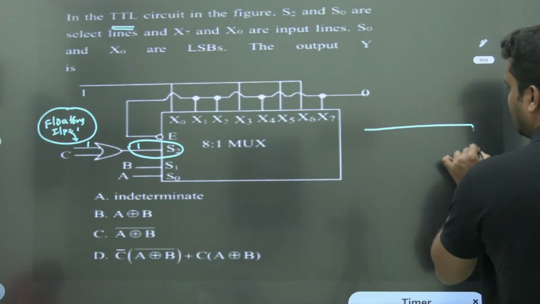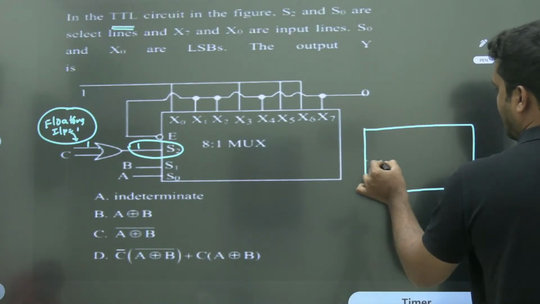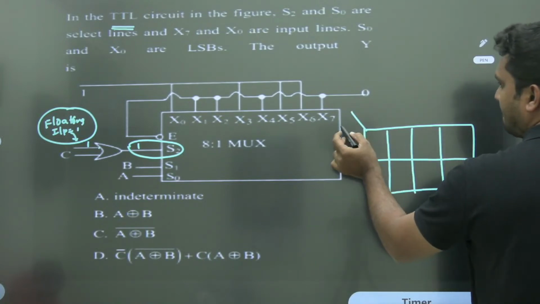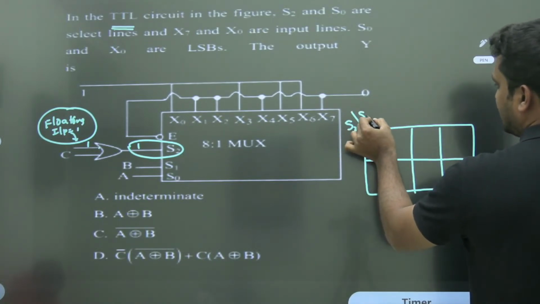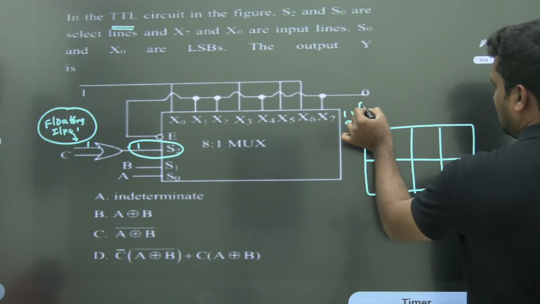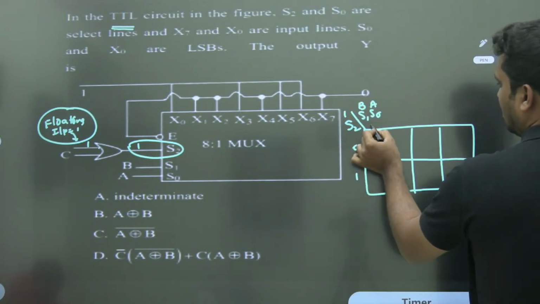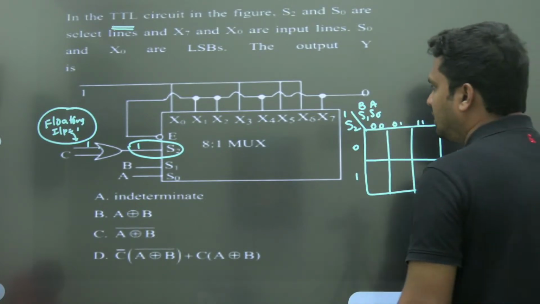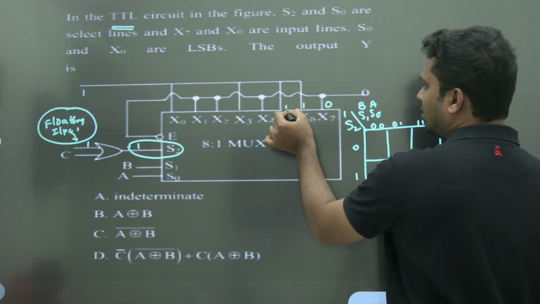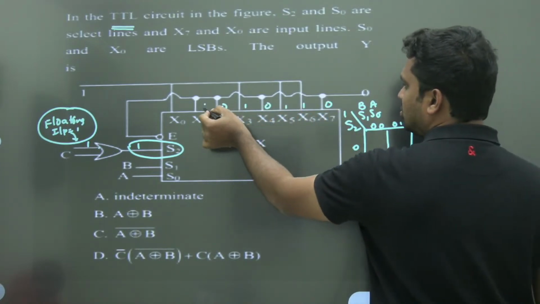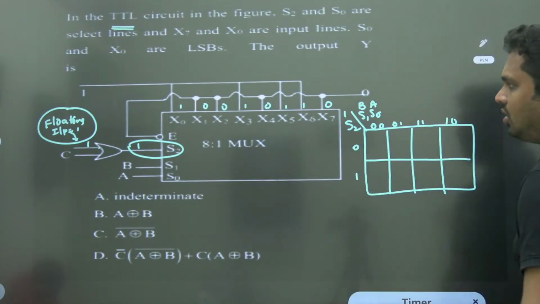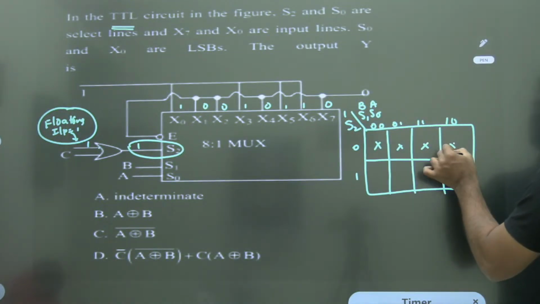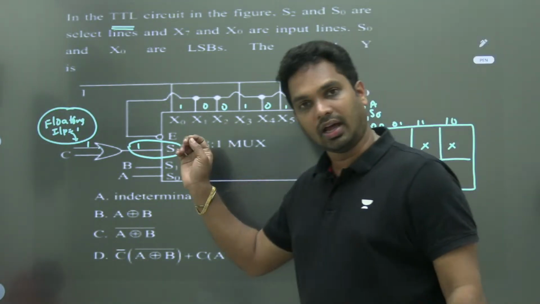You take a K map. S2, S1, S0. This is 1, B, A, and 0, 0, 0, 1, 1, 1, 1, 0. Okay. So here this will be permanently 0, 1, 1, 0, 1, 0, 0, 1. So if you see all of them, firstly S2 0 will not occur because this will never happen because S2 is permanently connected to 1.